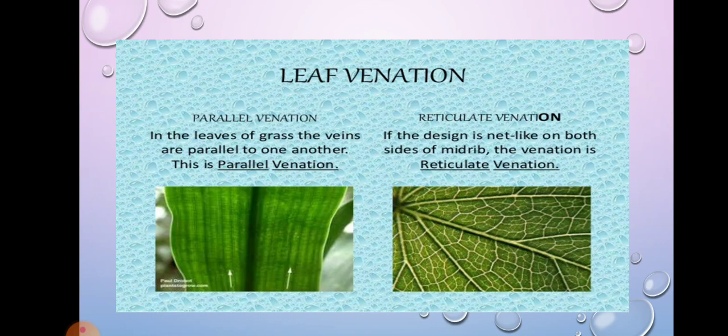Now leaf venation, as I was saying, there are different kinds of venation, the arrangement of veins present on the leaf. So we have two kinds of venation, parallel venation and reticulate venation. In parallel venation, in the diagram you can see that in the leaves of grass, the veins are parallel to one another. They do not touch. Parallel means two lines which are moving in one direction, but they do not meet each other at any point. Such venation is known as parallel venation, which is generally found in maize, banana, grass. These are all examples of parallel venation.